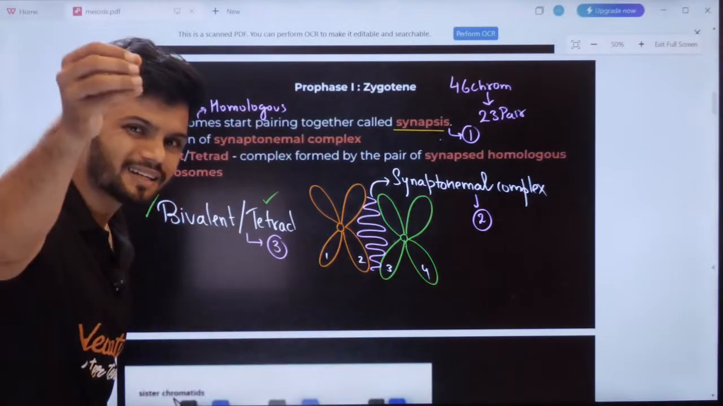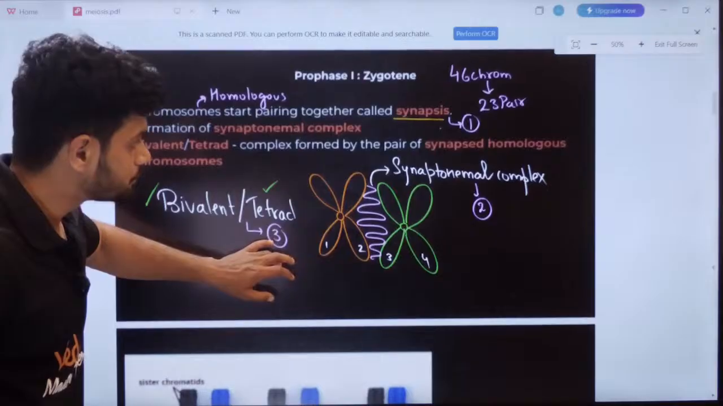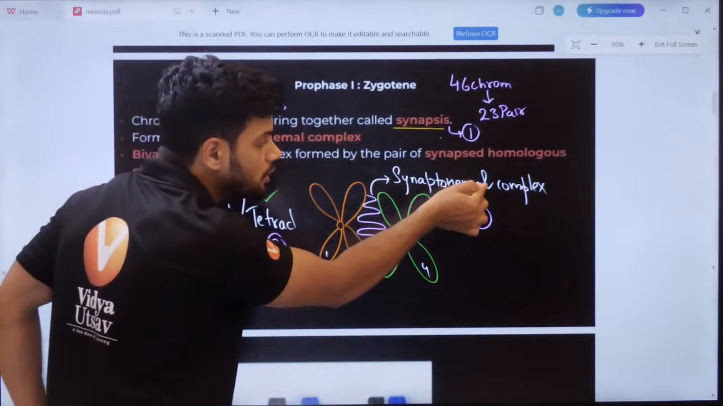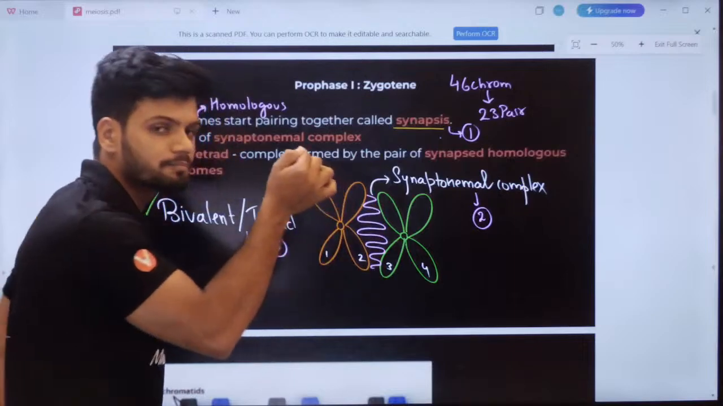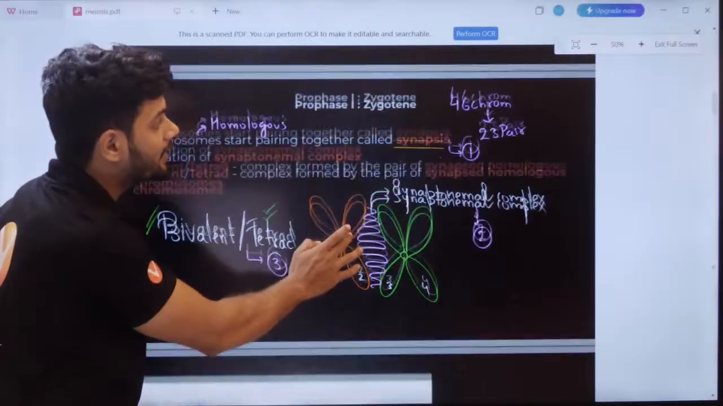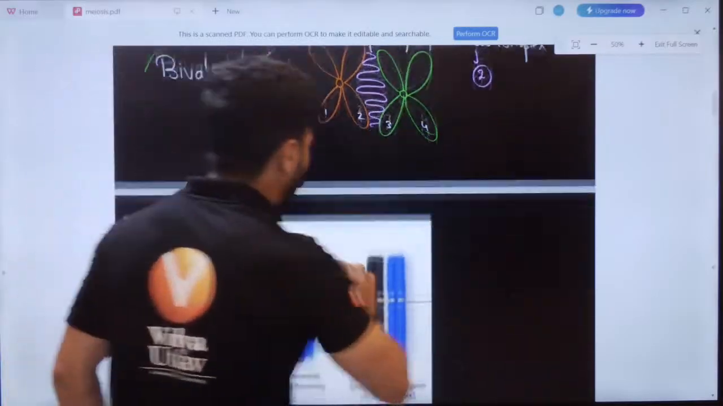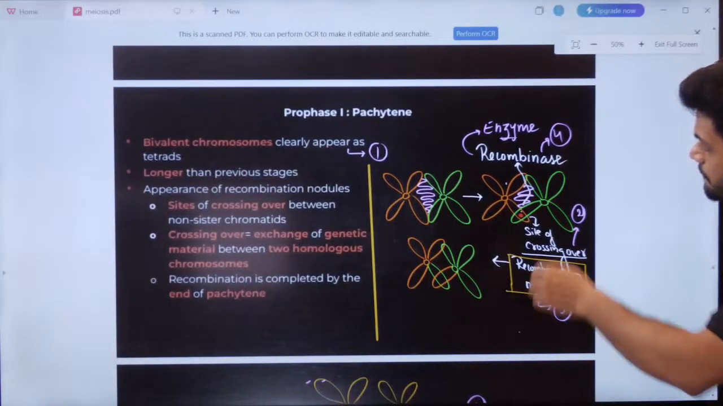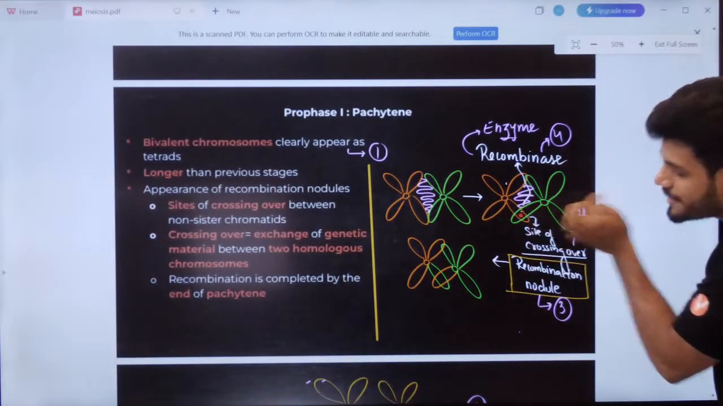4 chromatids, tetrad stage. Now here, between the two chromosomes, synaptonemal complex formation is happening. Between two chromosomes, synaptonemal complex is happening in the zygotene. Now, in the pachytene, what happens? In the case of pachytene, there is something called crossing over happening.